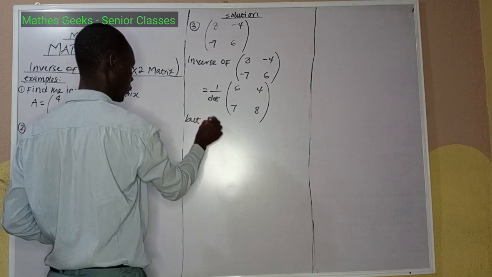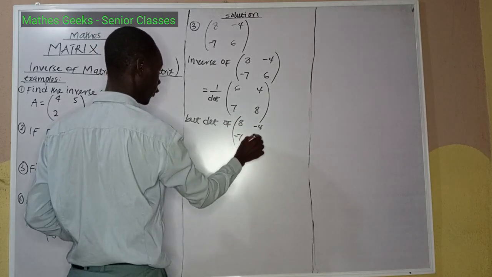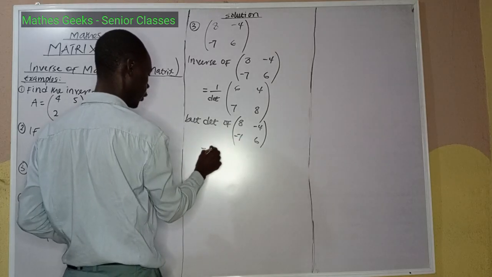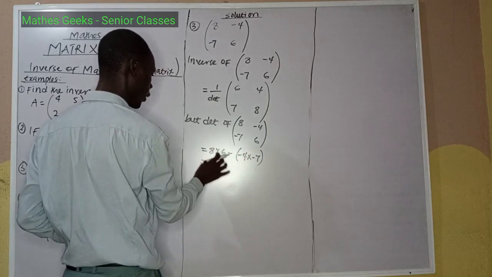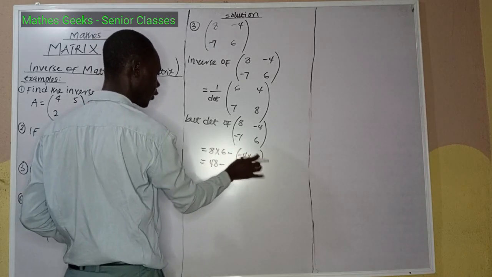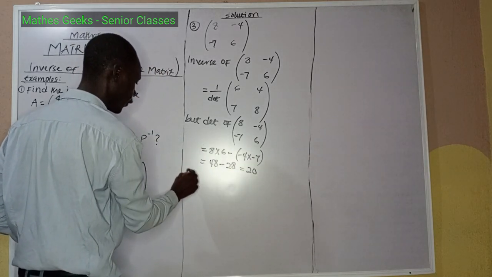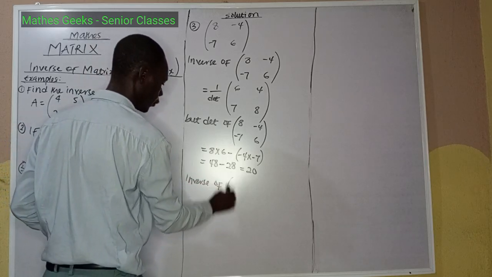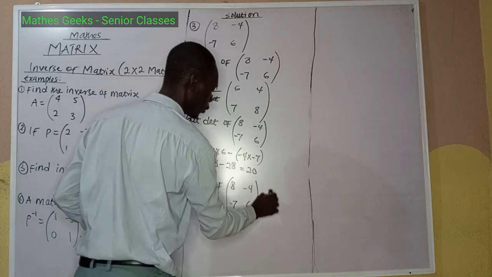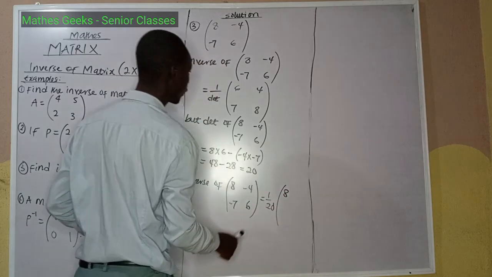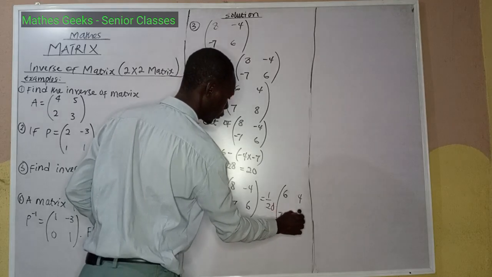But the determinant of matrix 8, minus 7, minus 4, 6 equals 8 times 6 minus minus 4 times minus 7. 8 times 6 is 48, minus times minus is plus, 4 times 7 is 28. But 48 minus 28 is equal to 20. So the inverse of 8, minus 7, minus 4, 6 is equal to 1 over 20 times the matrix 6, 7, 4, 8.